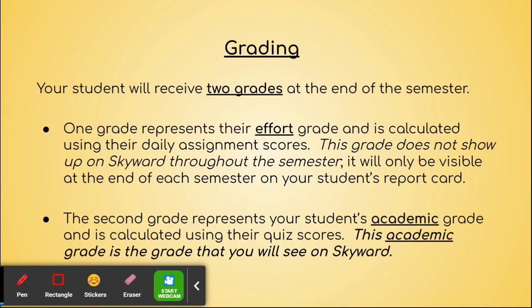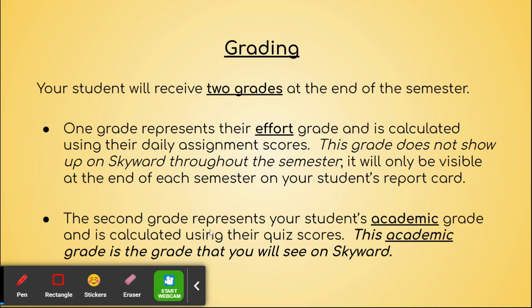Grading. Your student will receive 2 grades at the end of the semester. 1 grade will represent their effort grade, and it is calculated using their daily assignment scores. This grade does not show up on Skyward throughout the semester. It will only be visible at the end of each semester on your student's report card. So that might be a little confusing when you see a bunch of grades, but the overall grade isn't changing.